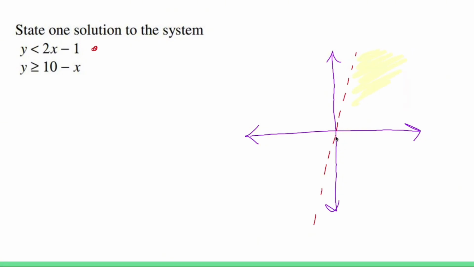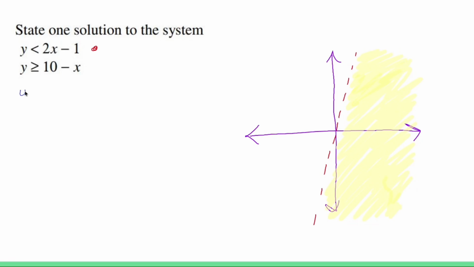I know that kind of looks like it goes through 0, 0. I try to make it go through negative 1. But again, we're not looking for perfection. We're looking for accuracy when we sketch this out. Okay, accuracy. Now let's graph this other one.